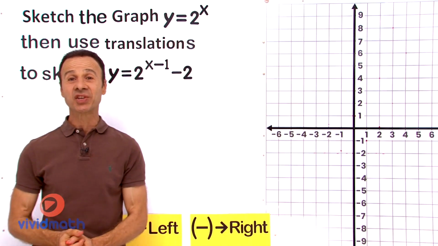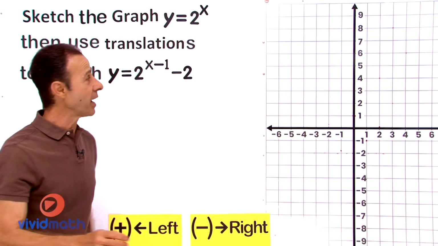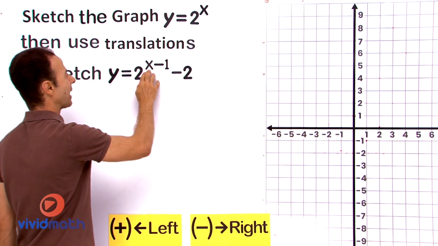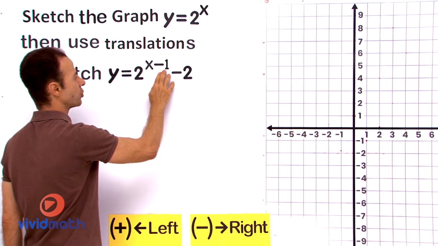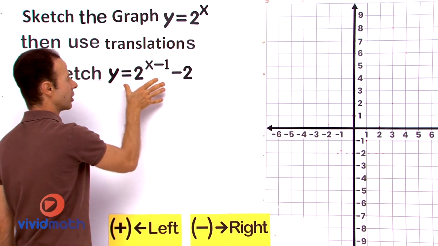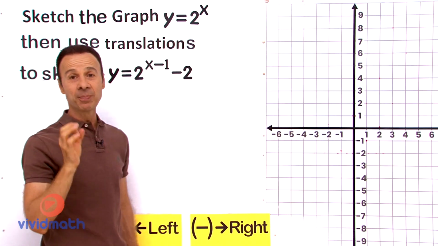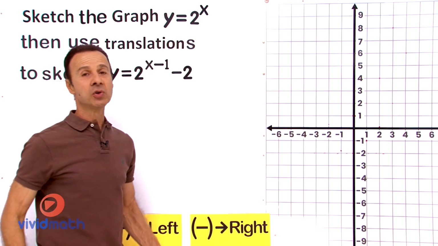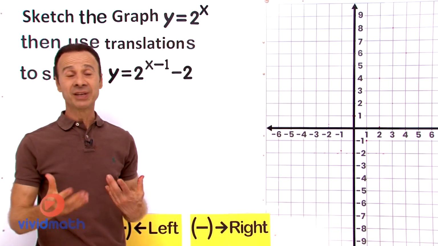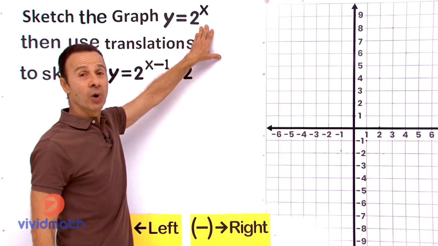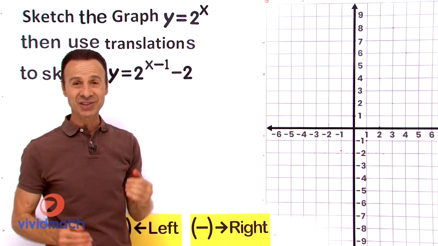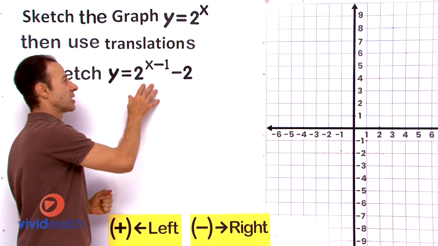All right, in this exercise, we are going to draw the line for this particular graph. Y equals 2x to the power of x minus 1 minus 2. Now, the way we're going to draw this is by first drawing the parent function, which is y equals 2 to the power x. We're going to use a table of values or a t-table to draw this. Once we draw it, then we're going to use horizontal and vertical translations in order to draw this function right over here.